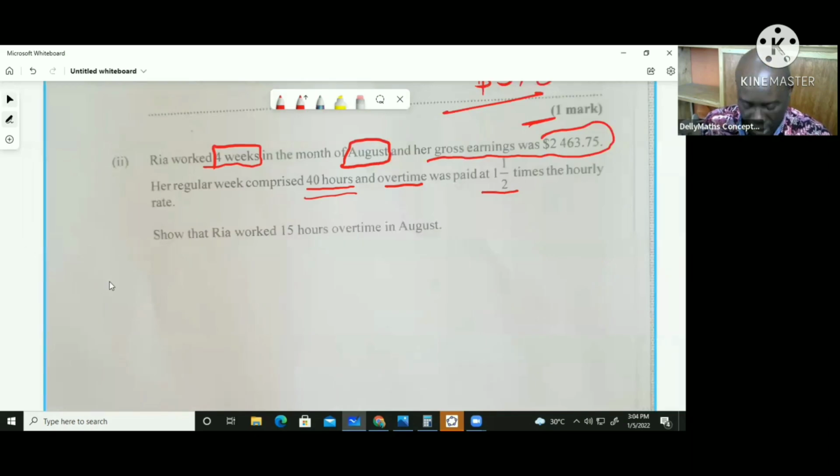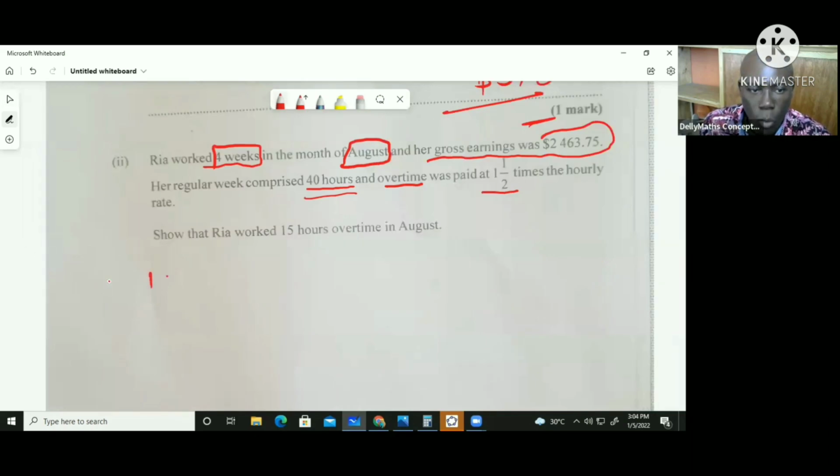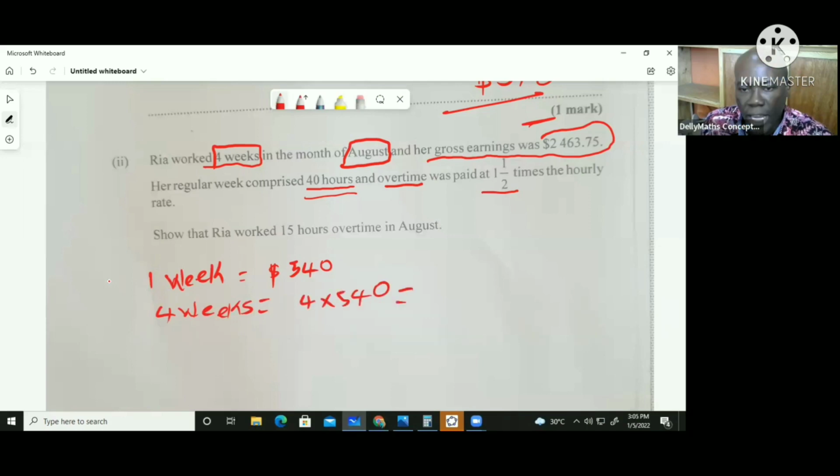She worked 4 weeks. So I'm just going to say for 1 week she worked $540. So then for 4 weeks, we're definitely going to multiply 4 times that 540. It's normally $2,160.